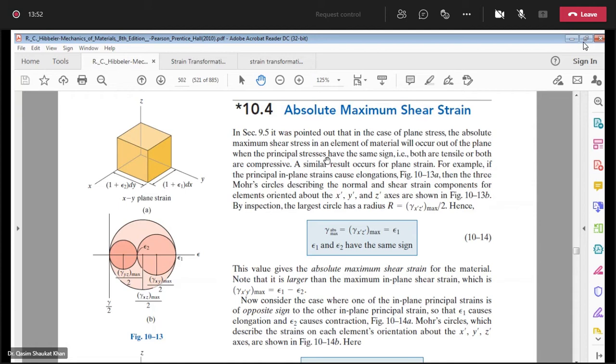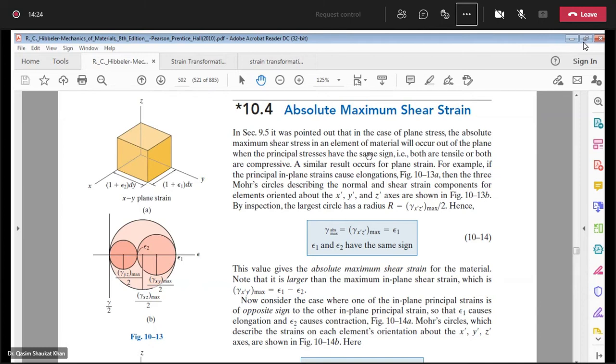So that's what they are writing over here, that maximum shear stress in an element of material will occur out of the plane. This is the plane X and Y. So it was out of the plane because your absolute maximum shear stress was acting in the plane XZ, which is considered out of the plane. In plane is this X and Y. A similar result occurs for the plane strain.